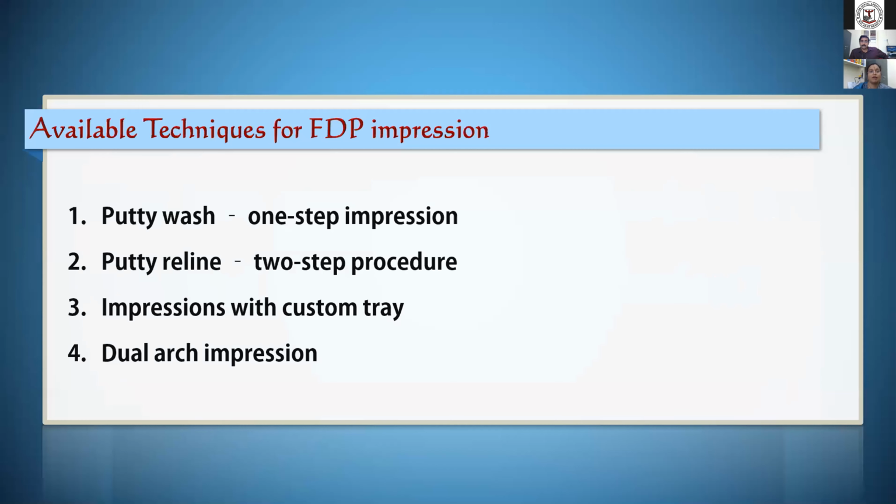Now, these are the available techniques for FDP impression, or fixed dental prosthesis. That is putty wash, which is done in a one-step procedure, putty reline, which is a two-step procedure, and impressions with custom tray. That is, you can use polyether or Impregum, monophase, and then you have dual arch impressions.